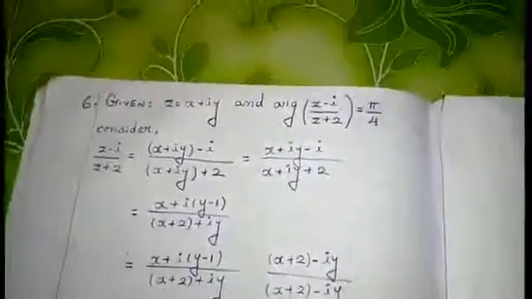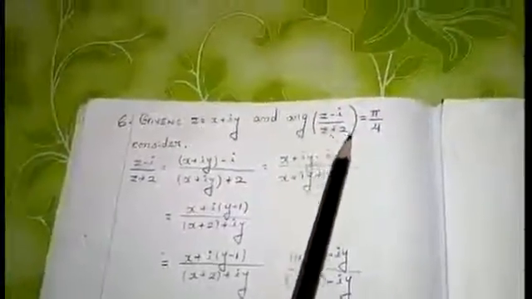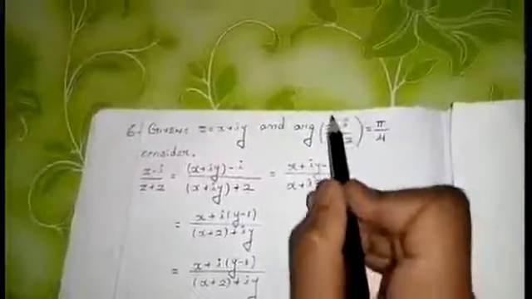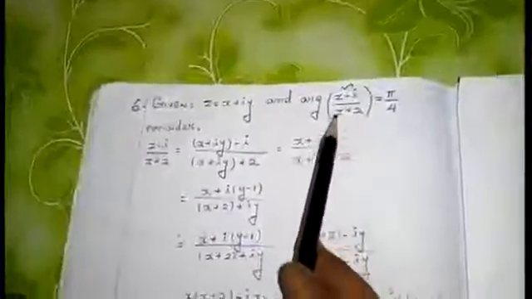Exercise 2.7, sixth sum. They have given you z equal to x plus iy, and the argument of (z minus i) divided by (z plus 2) equal to pi by 4. Now first I am going to take the value inside the argument. What is the value given here? z minus i divided by z plus 2.